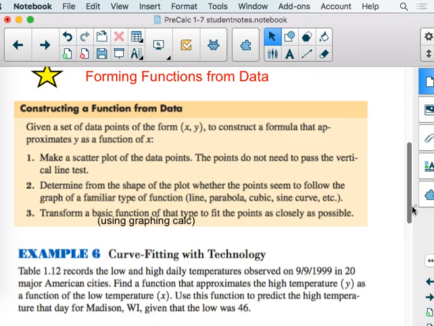We're not saying functions here. We're saying let's represent this data, get some kind of model that we can use to make predictions. And number 2 says, determine from the shape of the plot whether the points seem to follow the graph of a familiar type of function.